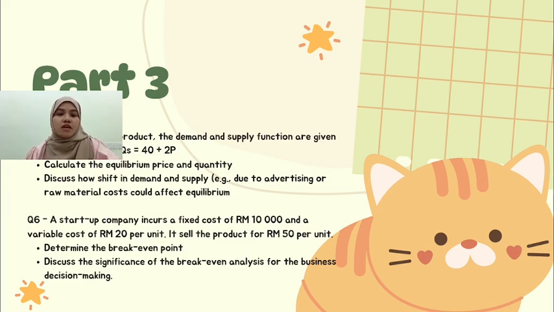So for the next, discuss how shifts in demand and supply could affect the equilibrium. For demand, a change in demand happens when a factor other than the product price changes, like income. For example, if income rises, people can buy more, shifting the demand curve right. If income falls, people buy less, shifting the curve left.